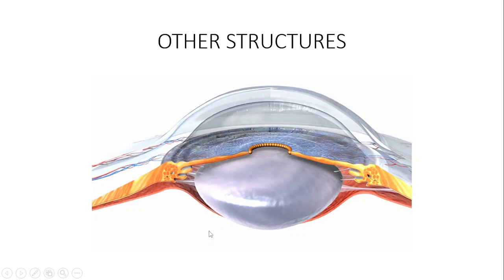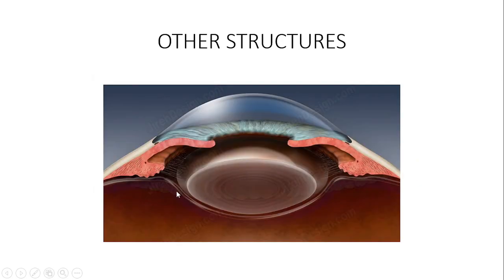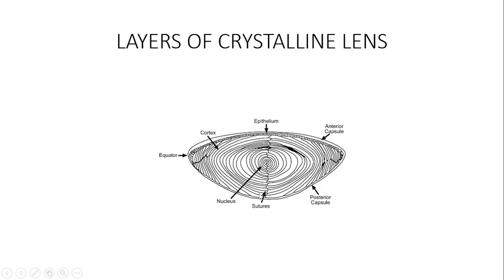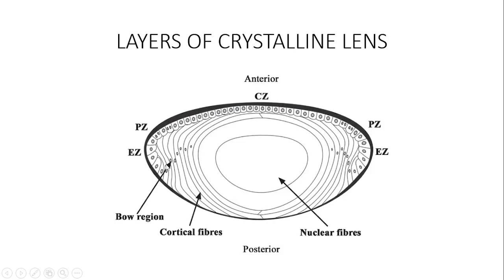And the greatest meridian is known as what? The equator. The equator is the greatest meridian. Look at the equator here. The equator forms the greatest meridian. So the equator will be here from this area to this area. It forms the greatest meridian.